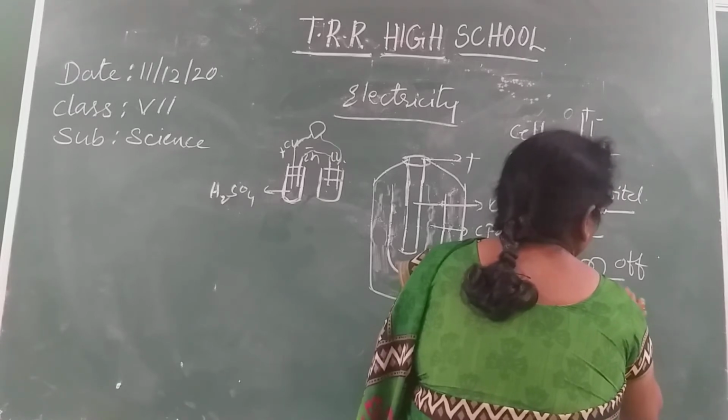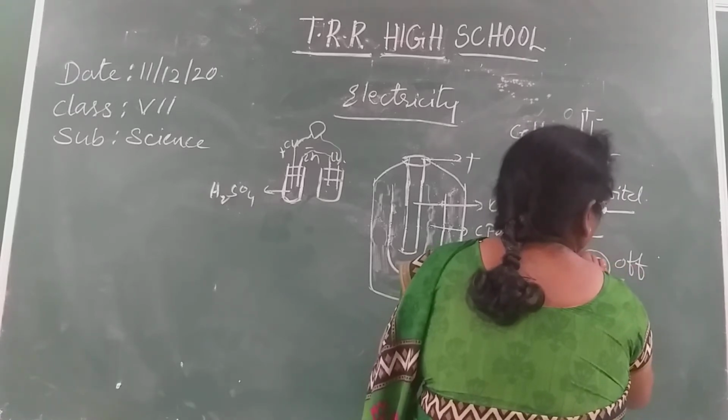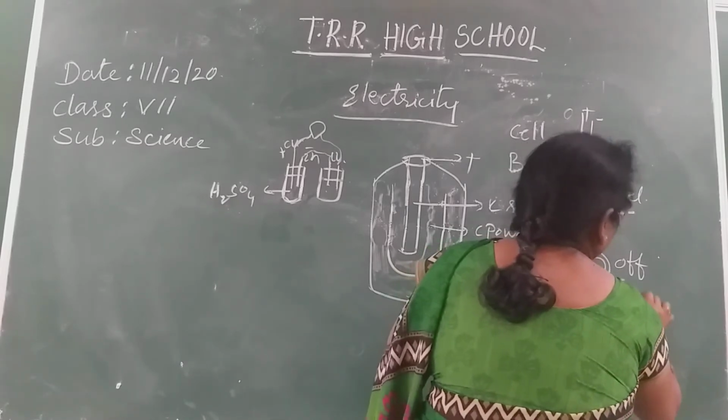This is a symbol for on position. This is a bulb. Okay, on position.